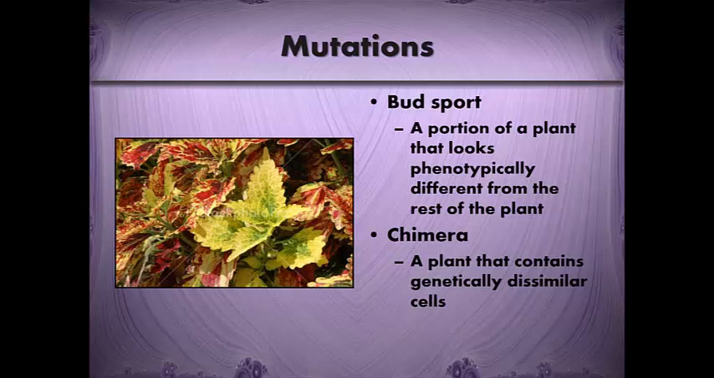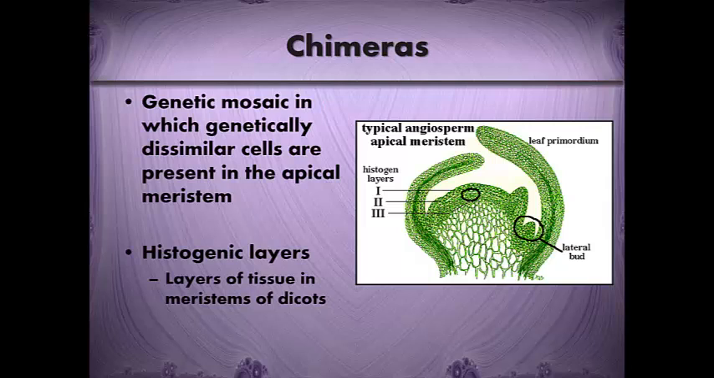The next term is chimera. So this is a specific type of mutation in which the plant contains genetically dissimilar cells in different layers. So we're going to talk about that one in more detail. If you have a bud sport, you know that there's just some sort of mutation happening there. If you know it's a chimera, we know a little bit more in detail about what kind of mutations are going on. So another definition for chimeras is a genetic mosaic in which genetically dissimilar cells are present in the apical meristem. Remember that your apical meristem is that growing point at the tips of your branches or of your roots. In this case, we're typically talking about branches.